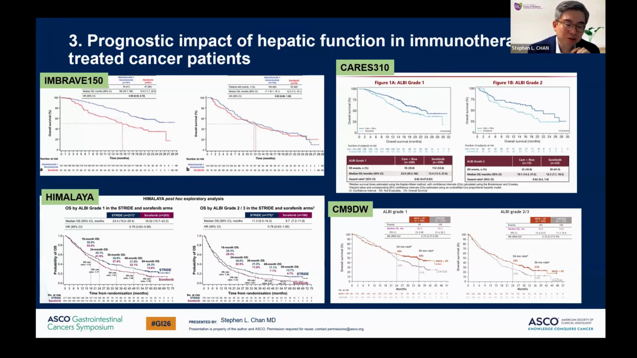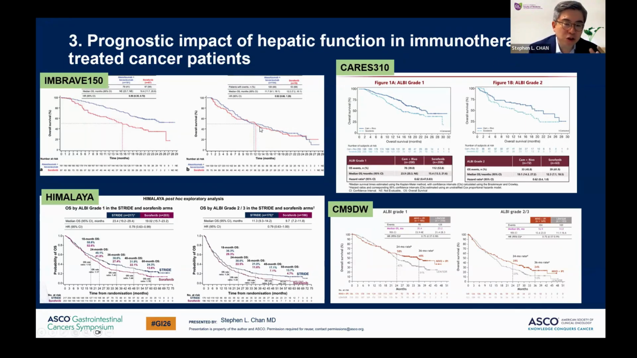actually liver function is very important. No matter when you look at some post-hoc analyses in HIMALAYA, IMbrave150, KSG10, CheckMate 9DW, no matter whether you're looking at the pure immunotherapy or the TKI plus PD-1 or the atezolizumab, you can see that generally the outcome is better in patients with Child-Pugh, the ALBI grade 1, even among the Child-Pugh A populations.